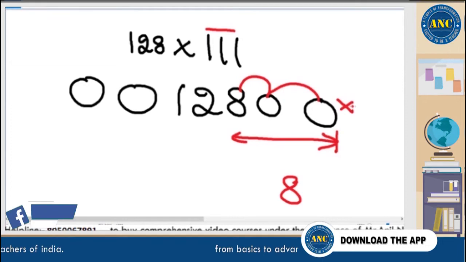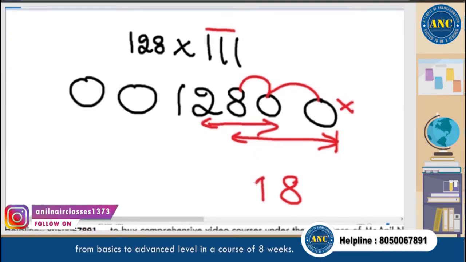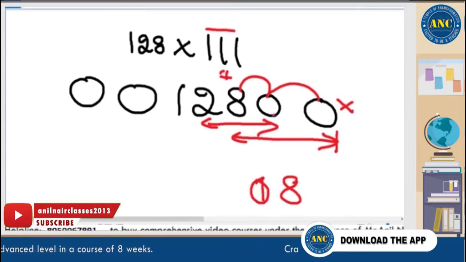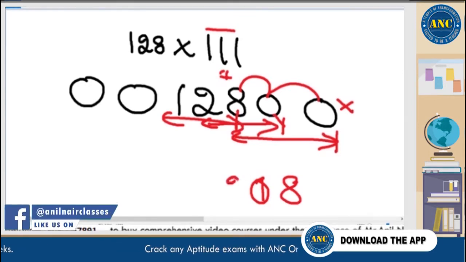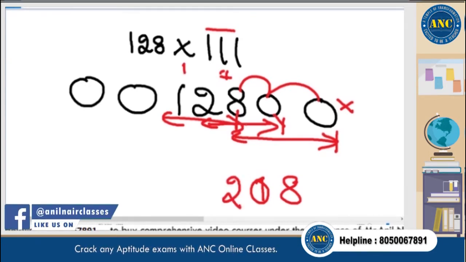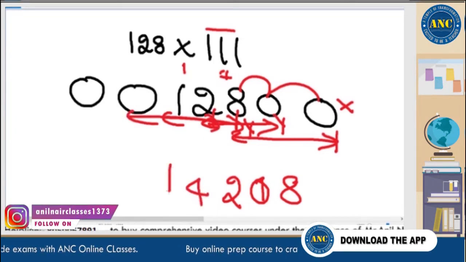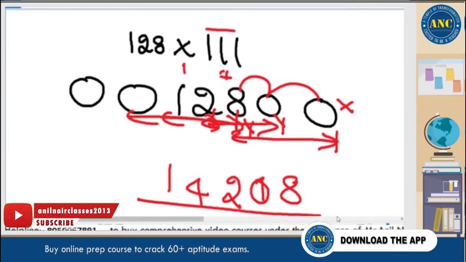Move from right to left step by step. Again, this 3. 8 plus 2, 10. Only write down the unit digit. 0, 1 carried. This is over. Again, 3. 8 plus 2, 10. 10 plus 1, 11. 11 plus 1, 12. 2, 1 carried. This is over. 3 plus 1, 4. 0 plus 0 plus 1, 1. 1, 4, 2, 0, 8. I hope it is clear.